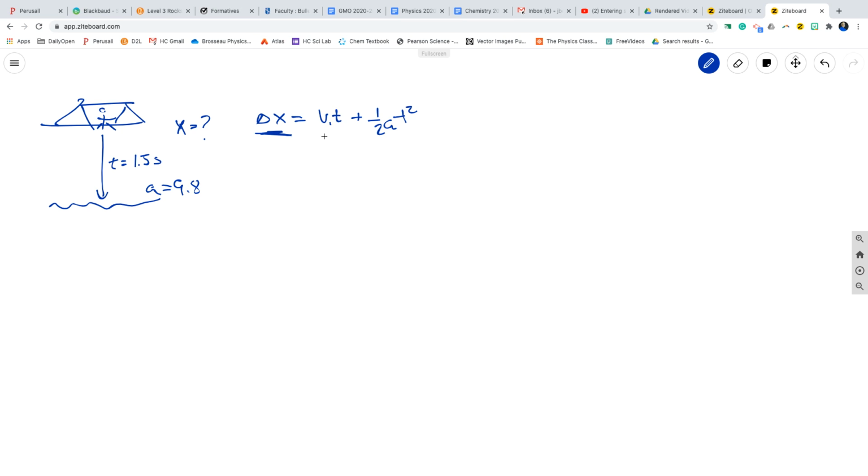Now, he's just jumping off. He's not jumping up. He's just jumping off the bridge. So this term, the initial velocity in the upward direction or negative direction, is zero. So this term falls out, and you're going to be solving for X. So this is A, I guess, right?